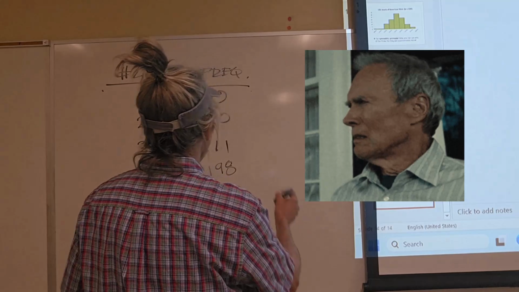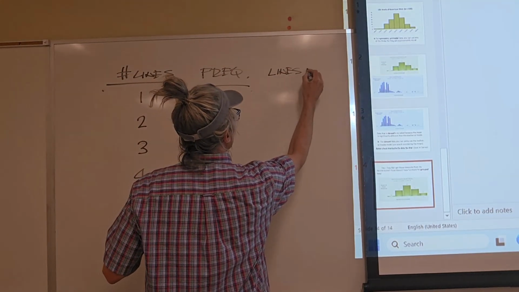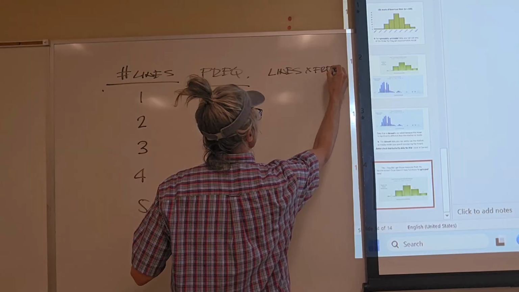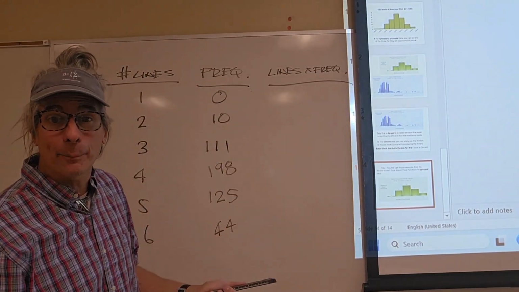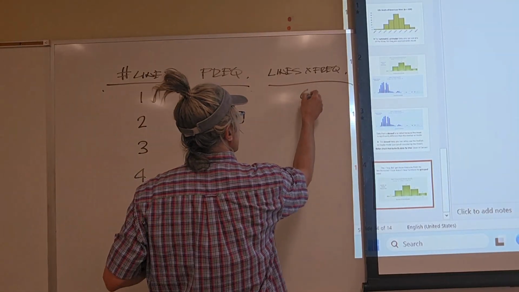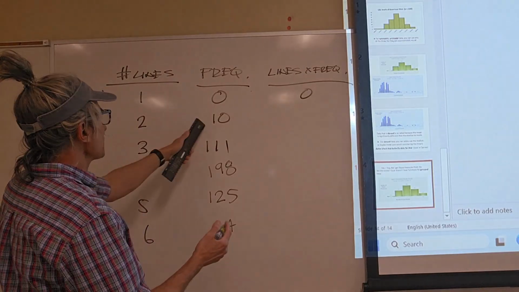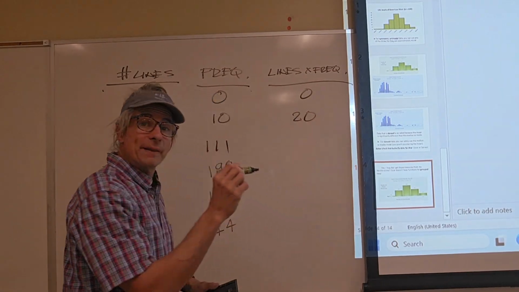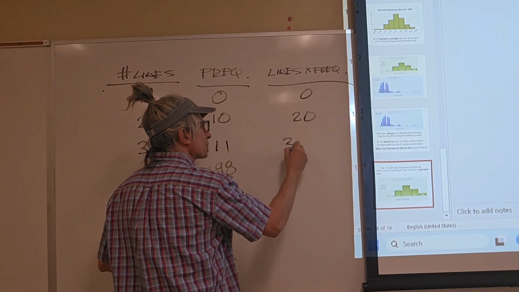So, anyway, one more column. Lines times frequency. And what this is going to do is it's going to get us to adding all the data up without having to actually add all the data. Okay, so 1 times 0 is just going to be 0 because I didn't have any ones. 2 times 10 is 20. That would be like adding 2 plus 2 plus 2 plus 2 plus 2 and so forth. 3 times 111 is 333.